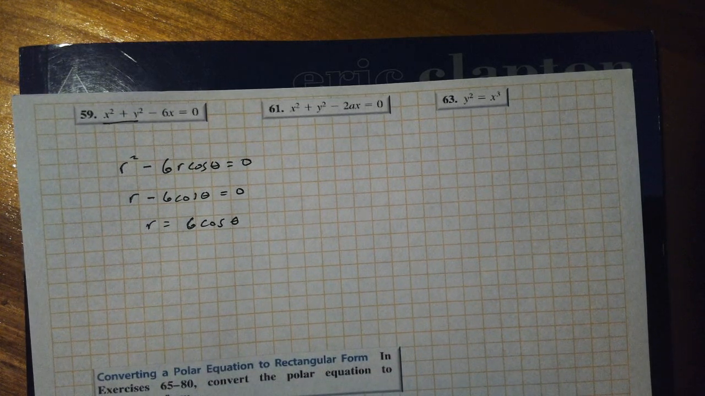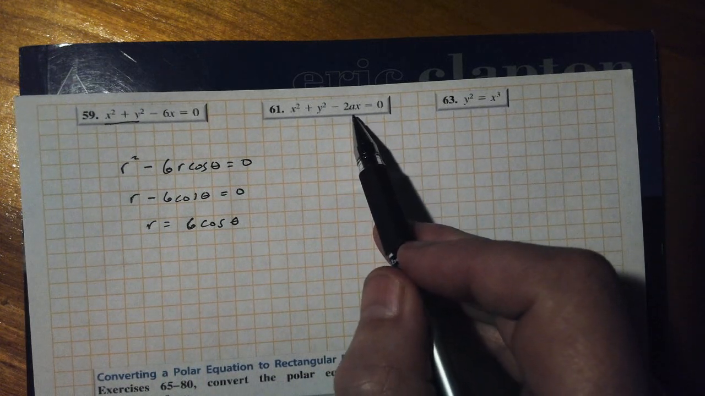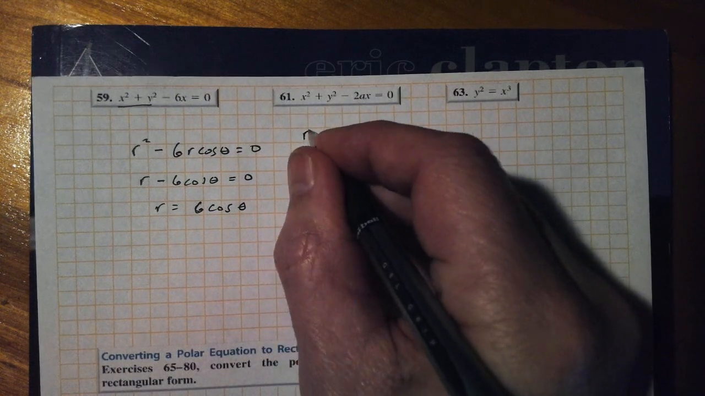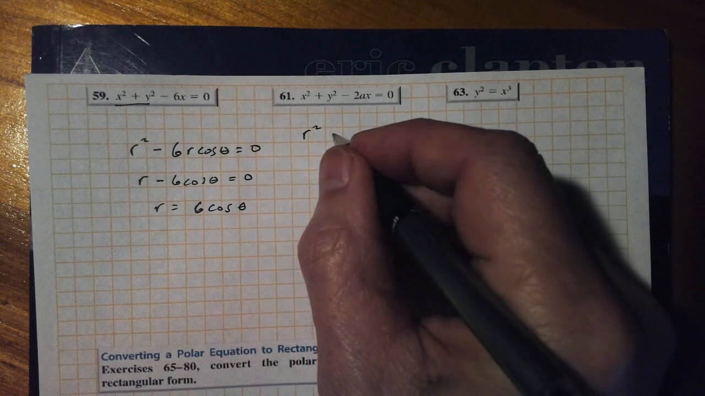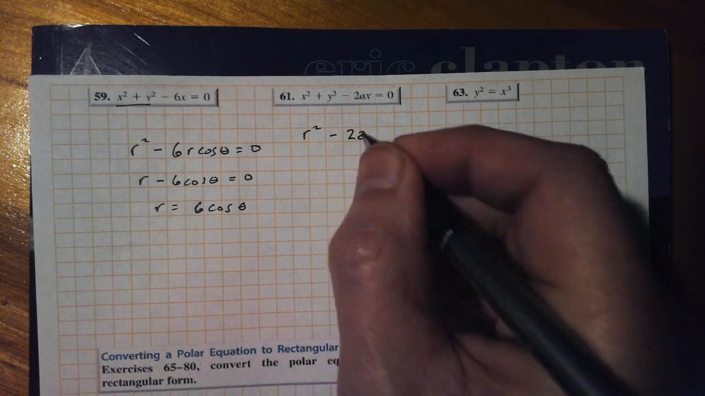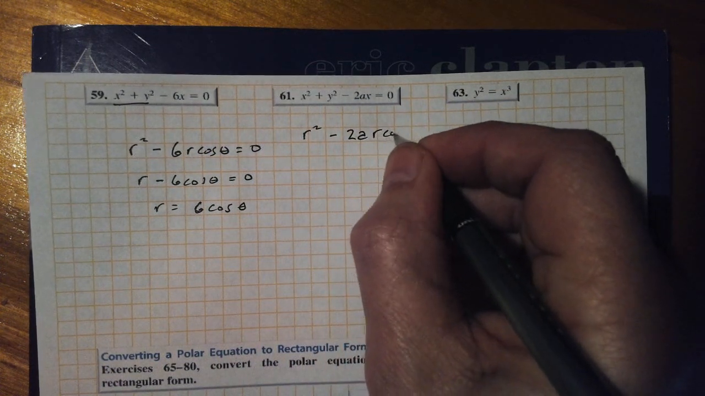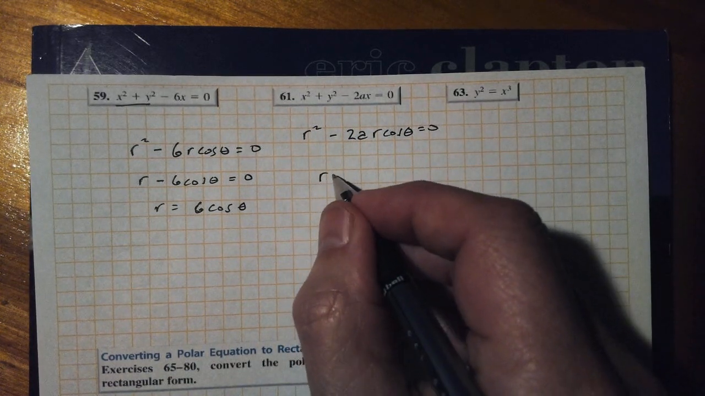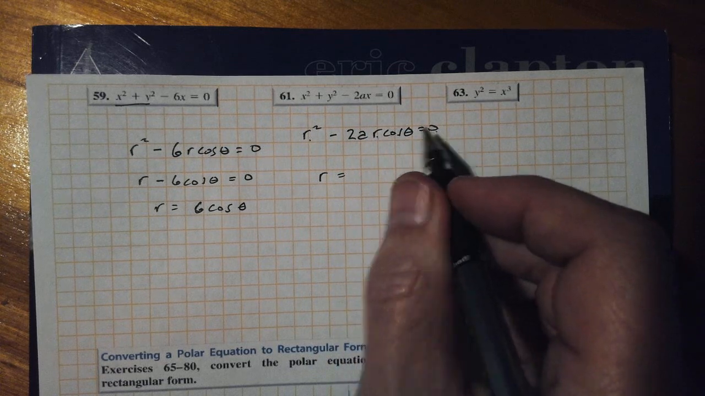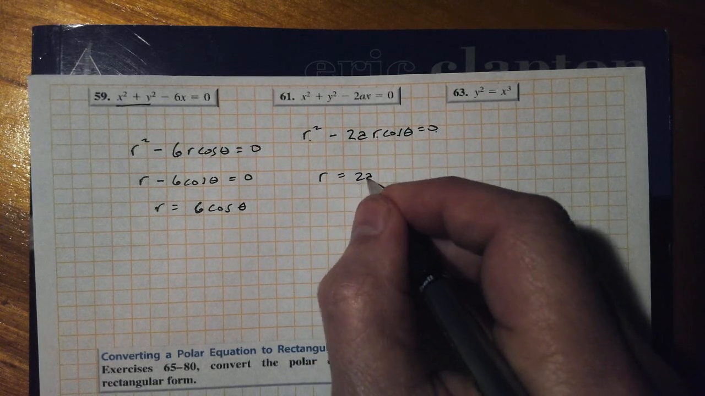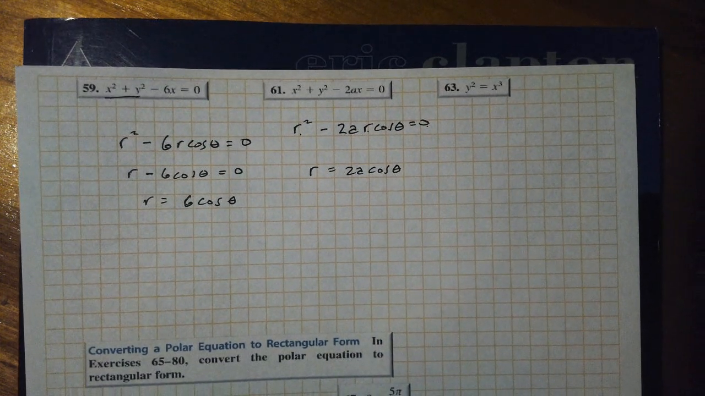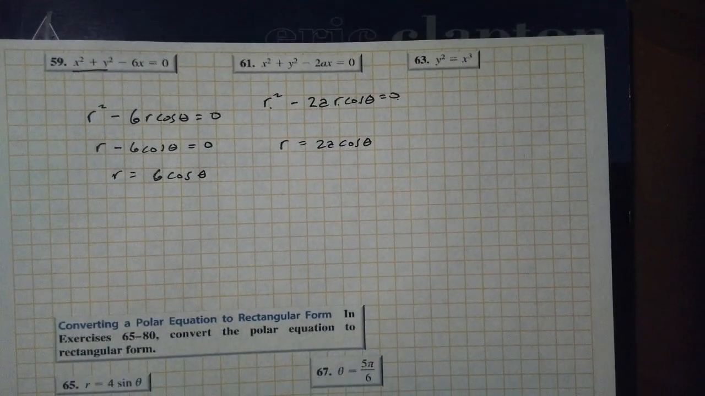And if that wasn't bad and you came here for that problem, you should be able to do 61. There's no secret. This A is just going to go along for the ride. R squared minus 2 times A times r cosine of theta equals 0. Divide r, divide r, divide r, divide r, and add 2a cosine of theta. And 63.